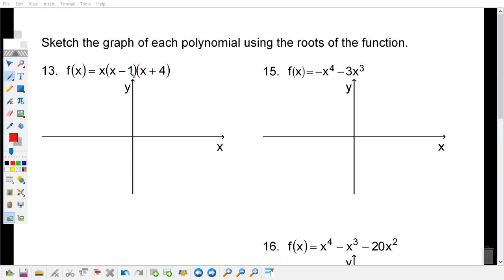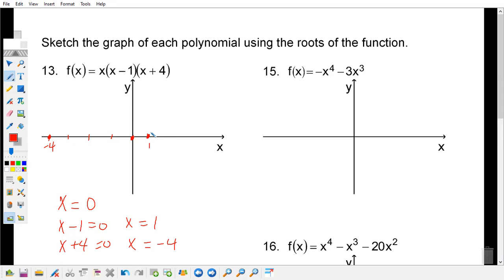So looking here, our zeros would be x equals 0, because I have x right here, right? We have x minus 1 equals 0, so therefore x equals 1. And we have x plus 4 equals 0, therefore x equals negative 4. Okay? So my zeros would be 0, positive 1, and negative 4. Questions on identifying your zeros? Yesterday's.